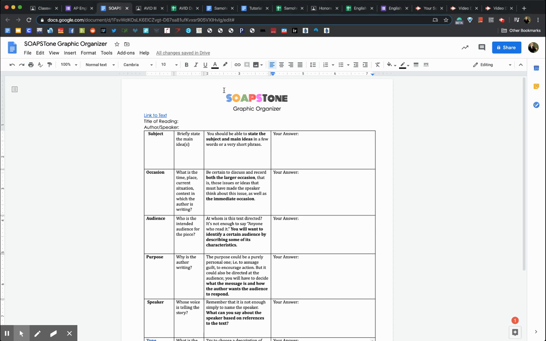I wanted to go over the SoapsTone worksheet that I put in front of you guys. I'm trying to create the perfect SoapsTone graphic organizer digital archive. So let me take you through what I want you doing today.